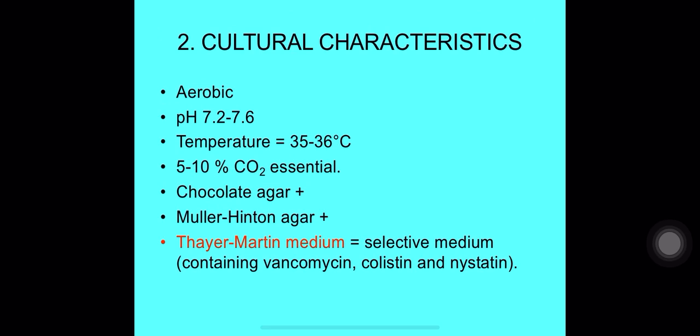In culture characteristics, Gonococci are aerobes growing at a pH range of 7.2 to 7.6 and a temperature range of 35 to 36 degrees Celsius. 5 to 10% CO2 is essential for their growth. They can grow on chocolate agar, Mueller-Hinton agar, and Thayer-Martin medium, which is a selective medium for Gonococcus. Thayer-Martin medium contains vancomycin, colistin, and nystatin.